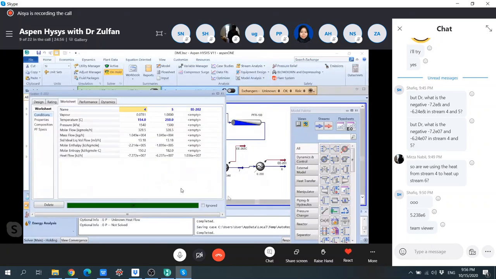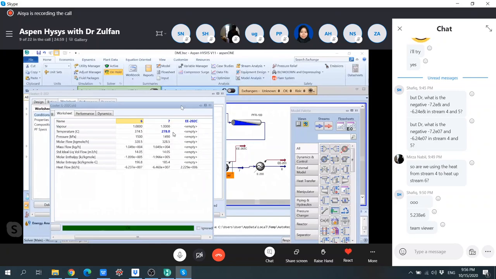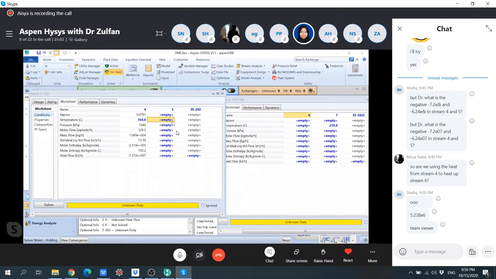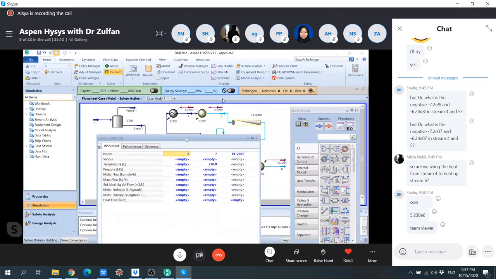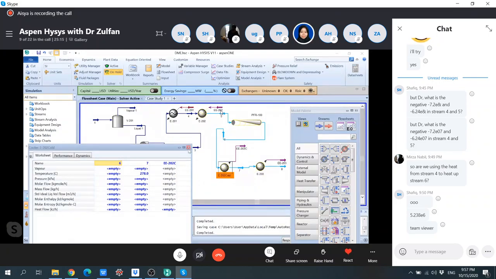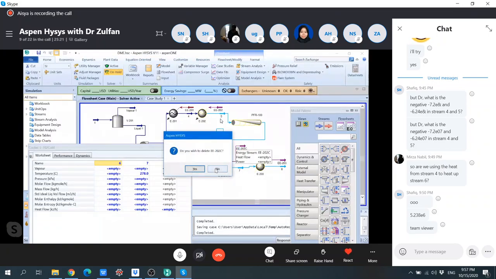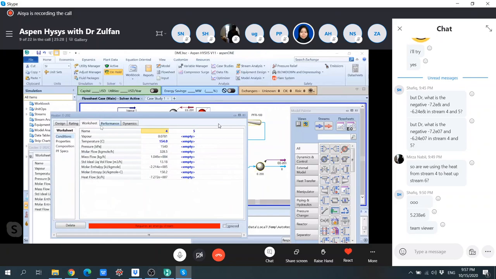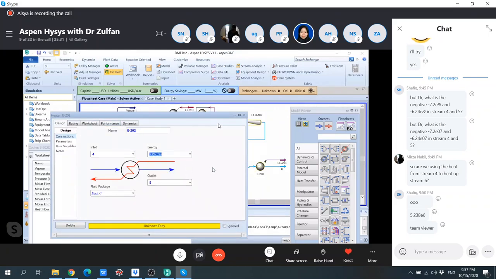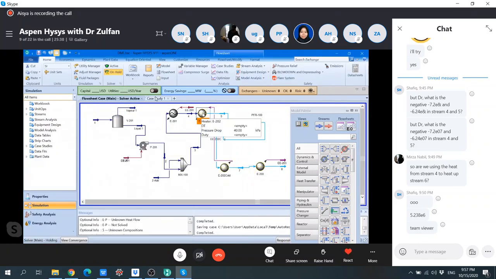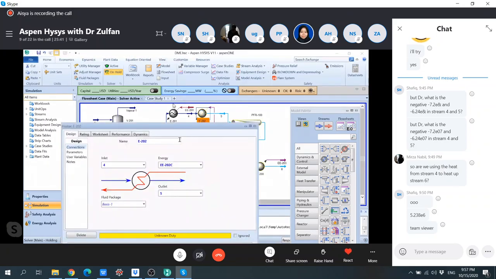So you hold already, then remove that 250 degrees C. Delete. And then close this window, the 4-5. Just close this window. Energy here. And then that energy stream EE202, delete that. No, this one. EE202. Unknown duty, because we haven't calculated that. It's still on hold. You can see it's still on hold.